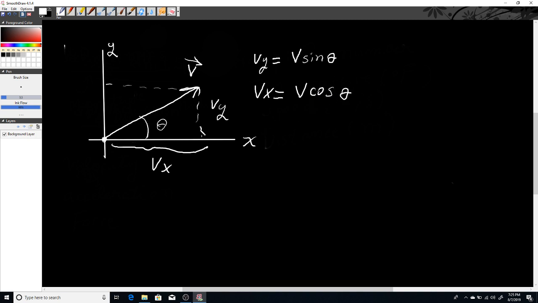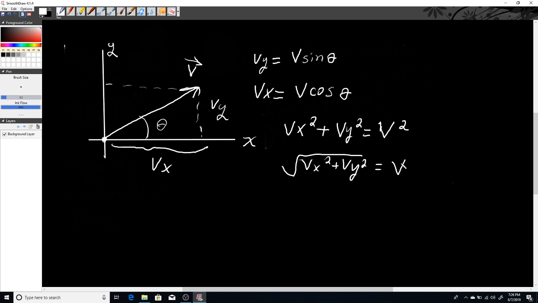If you look at this, it looks kind of like the Pythagorean theorem that you learn in algebra. Because with these components, if you do vx squared plus vy squared and take the square root, you'll get the magnitude of the vector. This is what's called the magnitude.